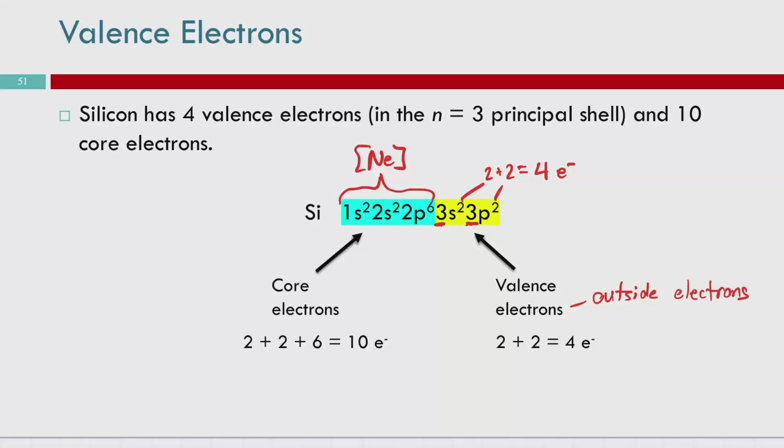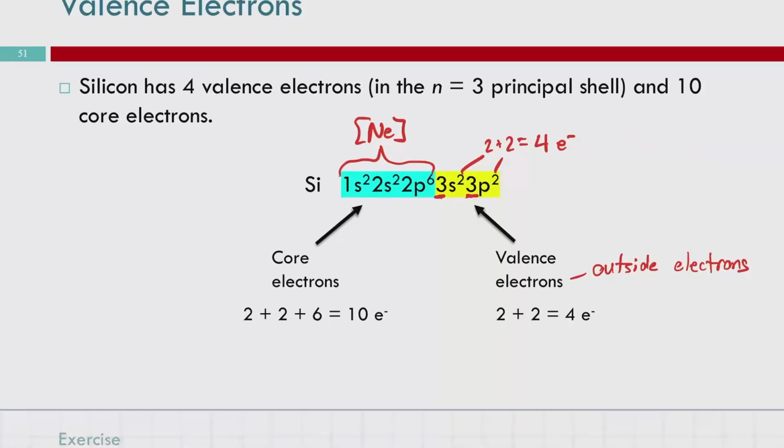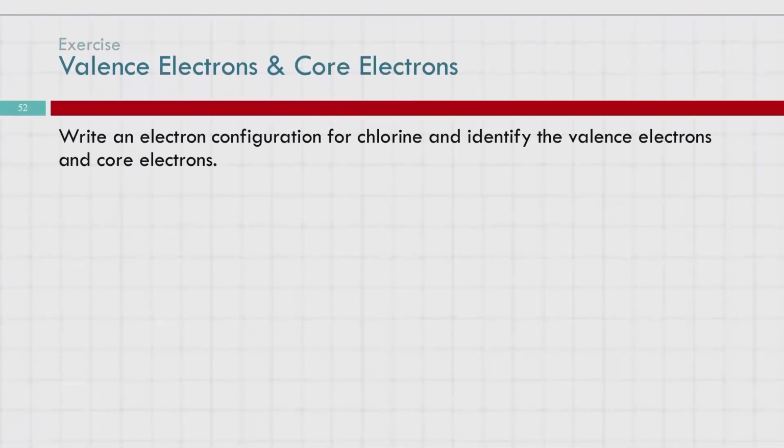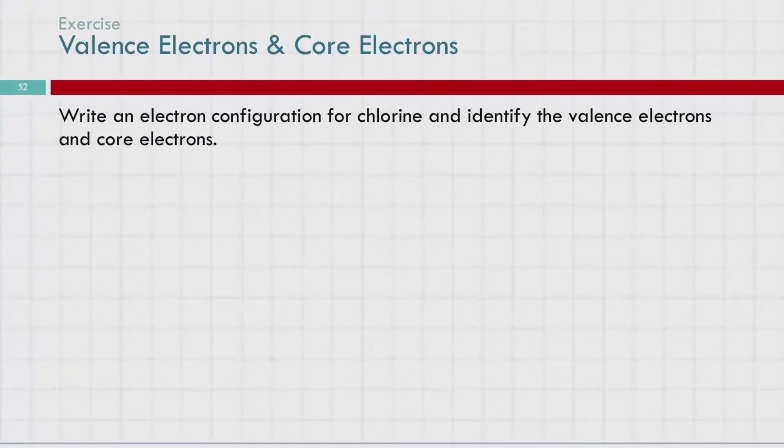Everything else, the stuff that gets lumped in with neon, is our core electrons. So those are not going to be able to engage in bonding, generally. Okay, so let's write an electron configuration for chlorine and identify our valence electrons, our outside electrons, and our core electrons. I'll give you a little bit of time to work on that.